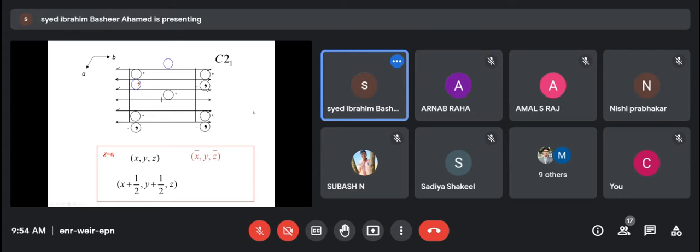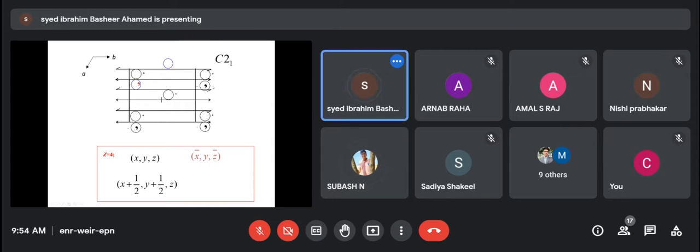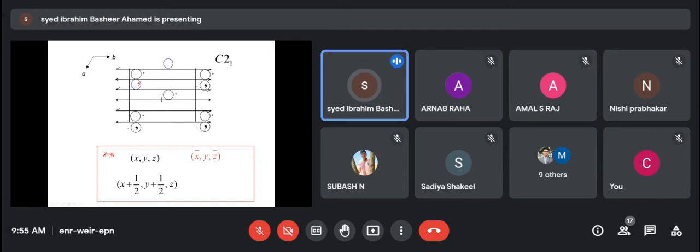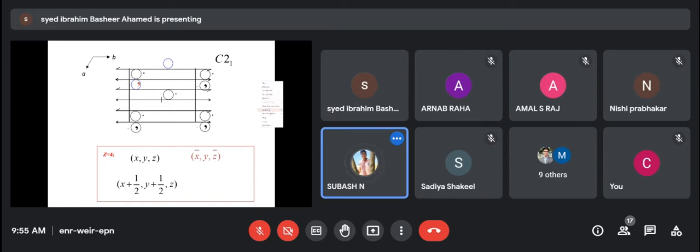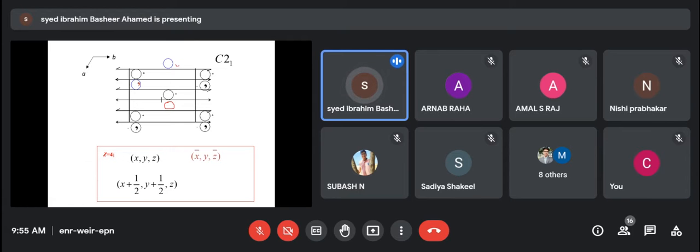Yes or no? Sir, how, sir? How is this molecule coming, sir? We are drawing that above, sir. I can't understand that part. These molecules are equivalent to this. Yes or no? Yes, sir. So if these molecules are equivalent, whatever I am drawing here will be equivalent to this one. Yes or no?